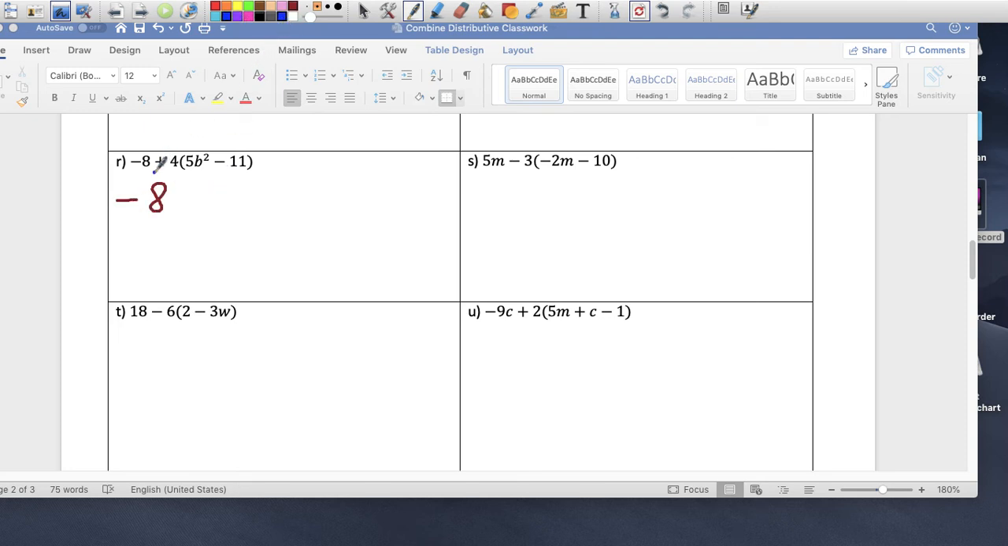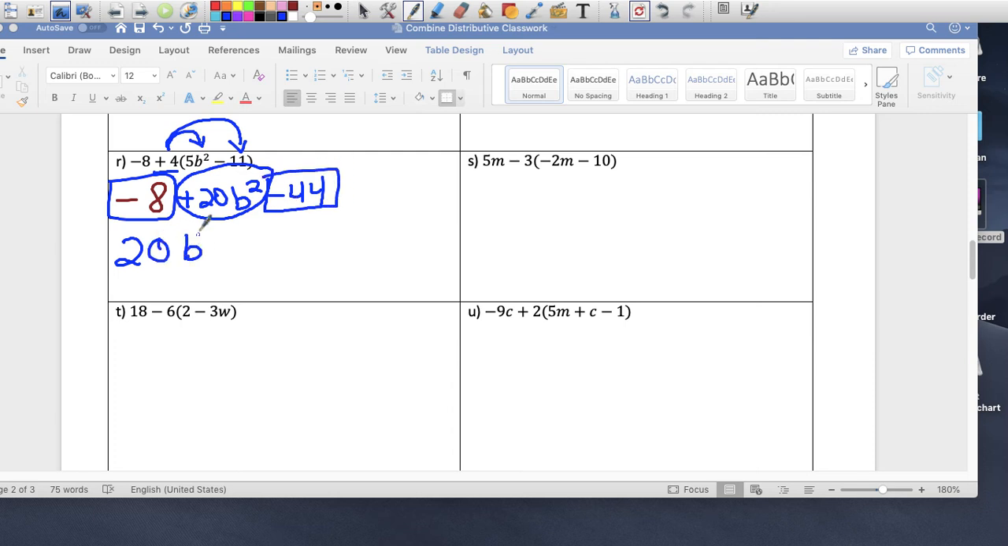Okay, so let's do positive 4 and positive 5 is positive 20b squared. Positive 4 and negative 11 is negative 44. Combine like terms, so let me just rearrange the order. This is by itself, and these two are together. So the 20b squared in the front, and then minus 8, minus 44. I'm going to combine these two guys here. So it's going to be 20b squared, and negative 8 minus 44 is negative 52.